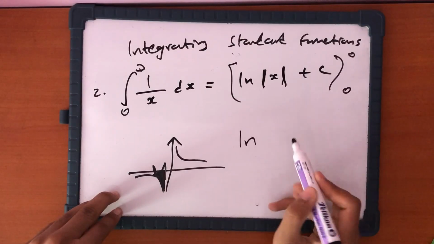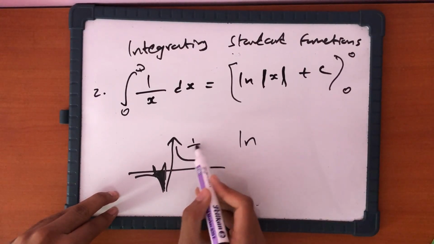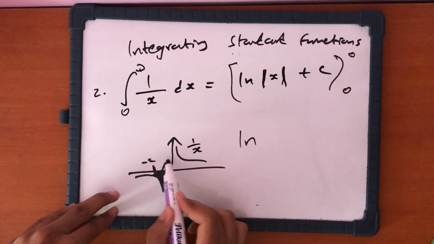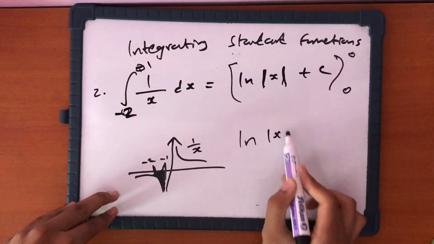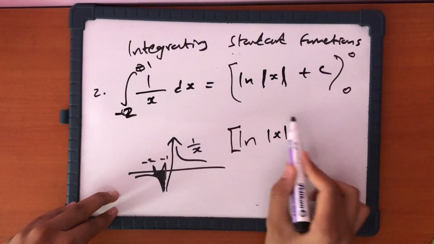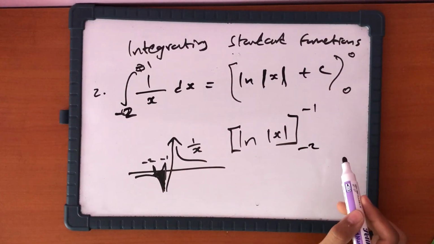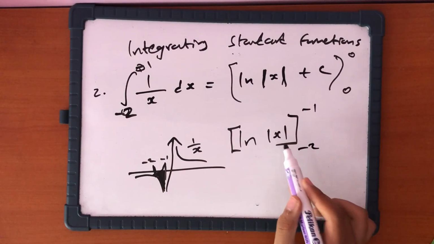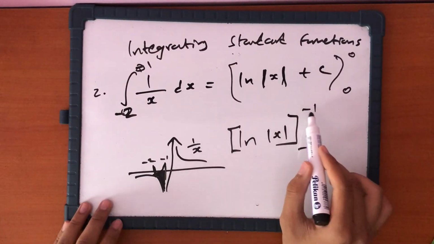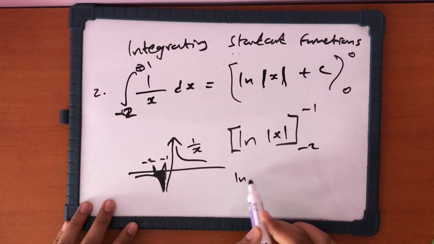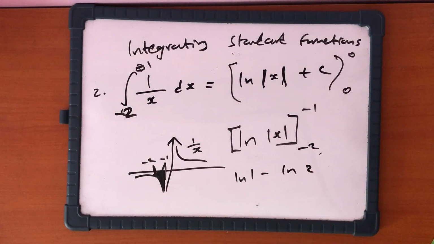So let's say we're trying to find the area of this graph, 1 over x, from -2 to -1. In that case, the c goes, because now it's a definite integral from -2 to -1. If you didn't have the modulus sign, you couldn't do the logarithm. But now that we have it, instead of -1, you would just put 1. So ln of 1 minus ln of 2, because the -2 becomes 2 in the modulus sign.